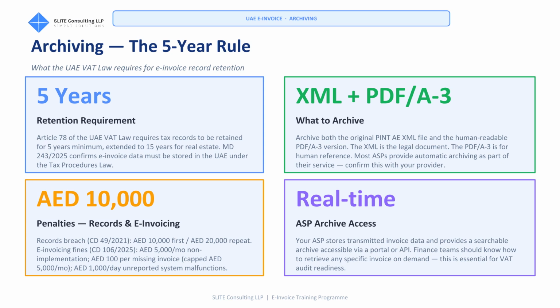Most ASPs provide automatic archiving as part of their service, but you must confirm the storage location is UAE resident, that retrieval is auditable, and that the format remains readable for the full retention period. The penalty exposure for missing or unreadable records during an FTA audit is significant. Treat archiving as a finance control, not an IT afterthought. Next, the checklist your team needs to clear before your compliance deadline.